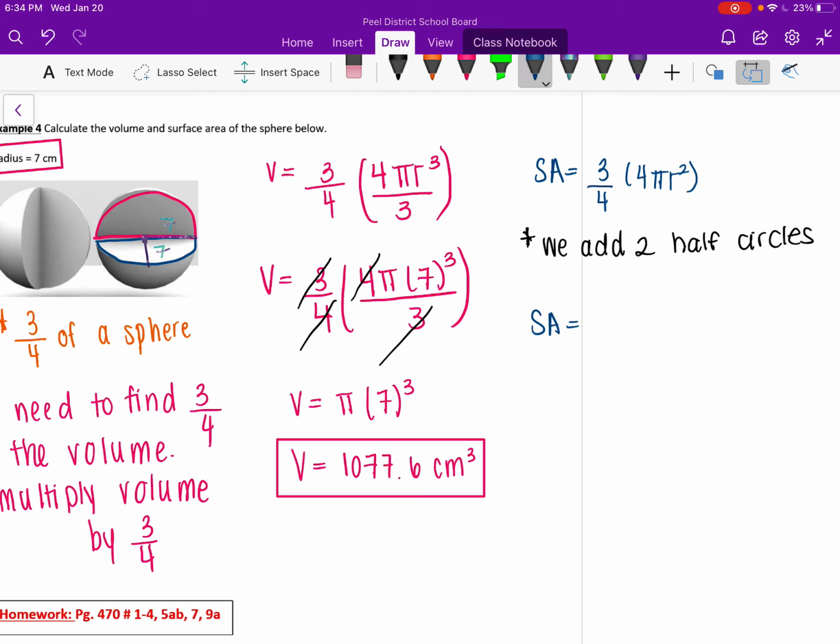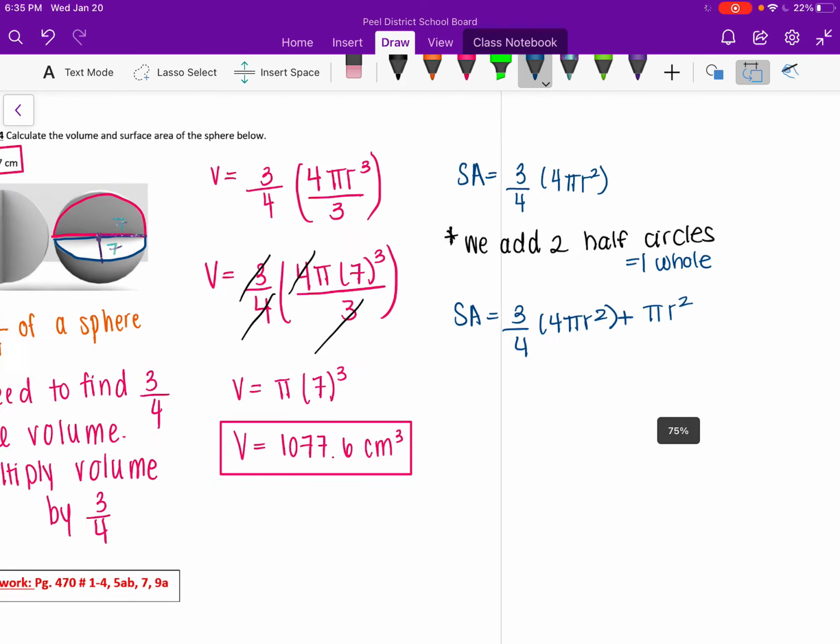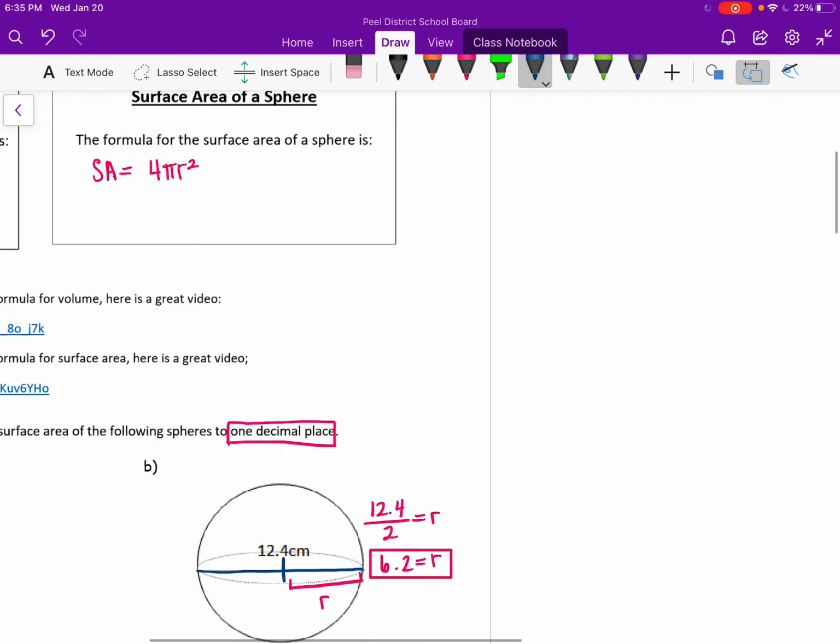We had SA is equal to 3 over 4 times 4 pi r squared plus 2 half circles, which is just 1 whole circle, and the area of 1 whole circle is just pi r squared. I'm going to do some simplifying, and I know some of you are probably seeing a pattern here. I'm going to cross that 4 out, and I'm left with surface area equals 3 times pi r squared plus pi r squared. These are what we call like terms, so we can actually add the 3 and 1 together. Oh my God, it came back to haunt us. If you didn't learn it the first time, you'll learn it now. So you'll be left with 4 pi r squared, which is funny because that was our original formula in the first place.